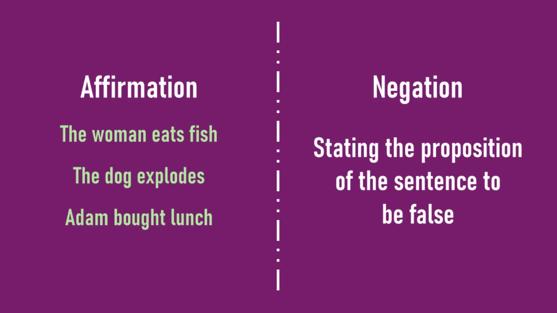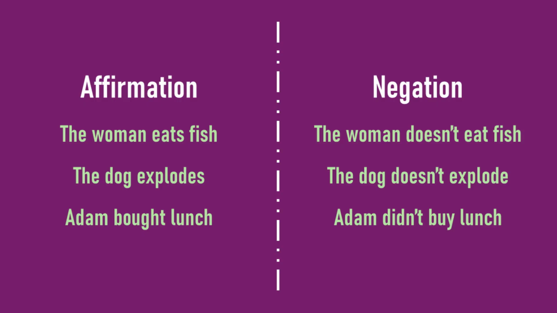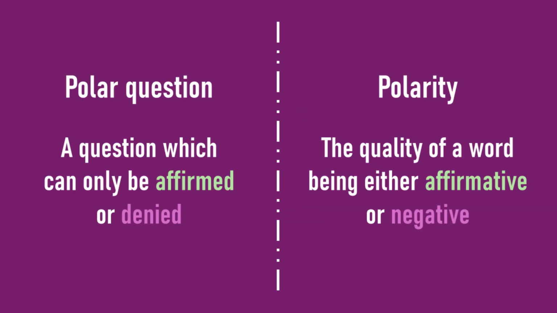When it's negated, however, it's stated to be false, which in English we do with the word not or does not. The woman doesn't eat fish, the dog doesn't explode, and Adam didn't buy lunch. Obviously, these two terms are related, as they both deal with affirming or negating a proposition, but I feel they're distinct and separate enough that it's important to learn them anyway.